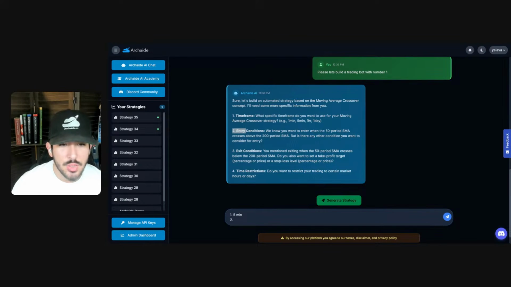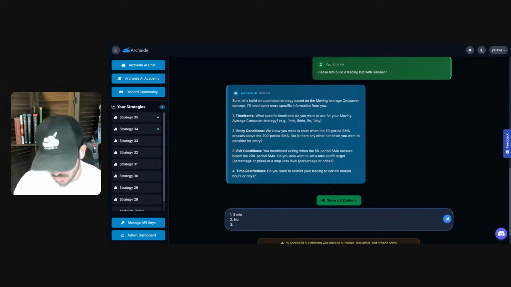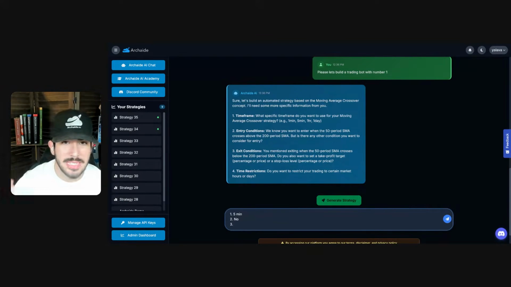So, number two, what are the entry conditions? We know you want to enter when the 50-period SMA crosses above the 200-period SMA. But is there any other conditions you want to consider for entry? No. Let's just keep it simple. We won't add any bells and whistles yet. Again, in future videos, maybe we add bells and whistles. If you want to see something specific, leave it in the comments. But for right now, we'll keep it simple.